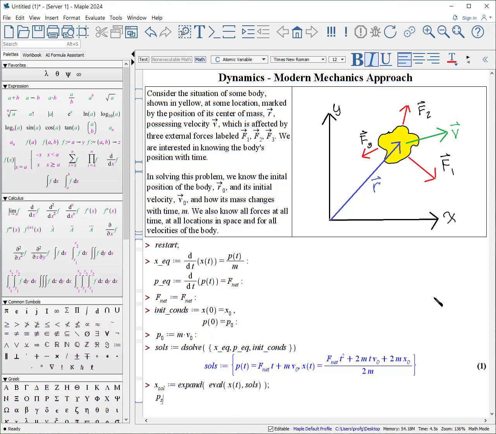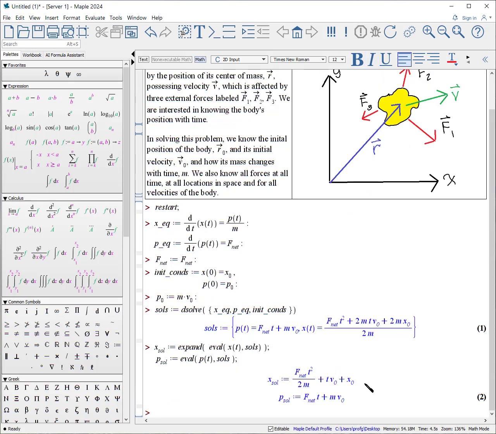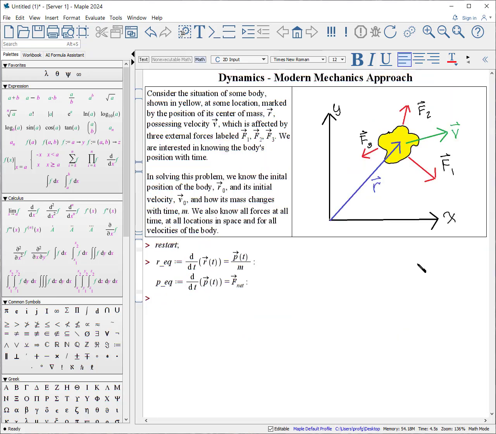And we'll do the same thing for the momentum, but this time I'll just evaluate it. Should look closer to the equations you may have in your class, that position as a function of time is equal to its initial position plus its initial velocity times time plus essentially the force effect. What if we want to do this in 3 dimensions?